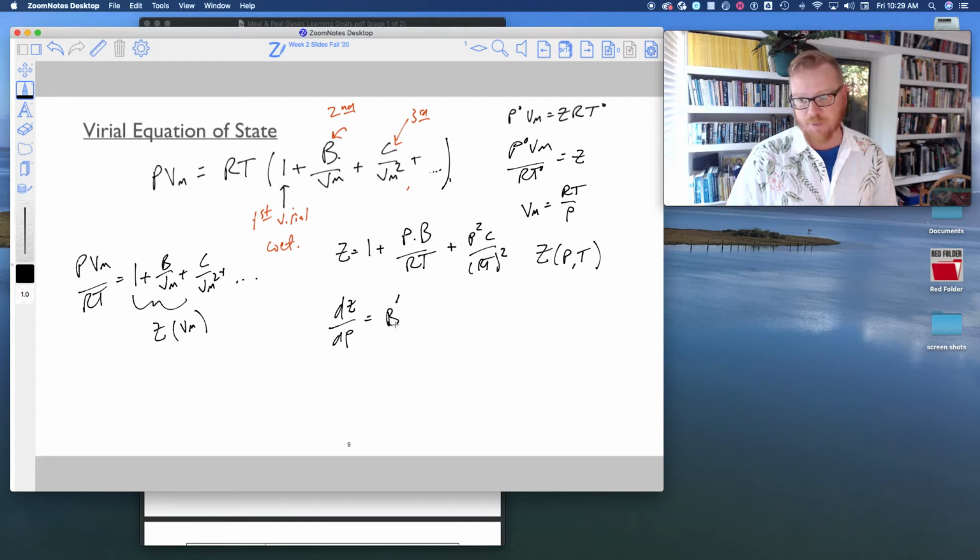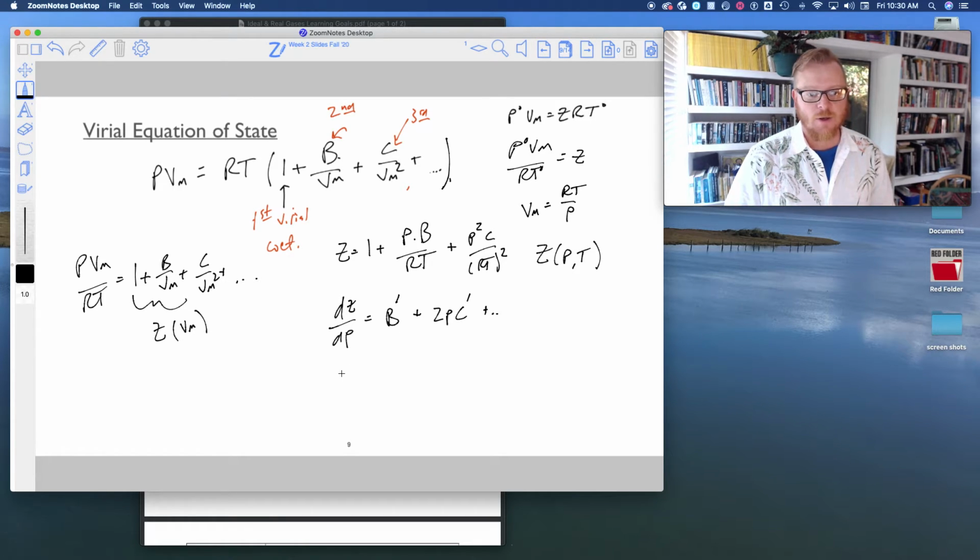I'm just going to write that as b prime, like call it a new constant, and it's a new constant without a pressure dependence. And then now this term is going to be 2p c prime, and I'm just going to also write c prime because I recognize that c over RT squared will be another constant if we're just interested in dZ/dP at constant T. Okay. And then of course, more and more terms.